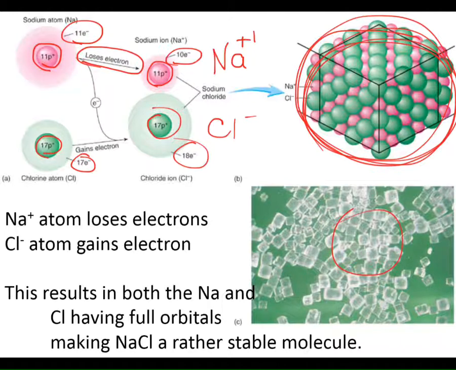Sodium's a metal in its natural state. Chlorine's a poisonous gas in its natural state. Put them together, you get salt, right? Kind of cool. But why do they come together so readily and so wonderfully? Because one has a positive charge, one has a negative charge. Boom, perfect little magnets. They come together nicely.